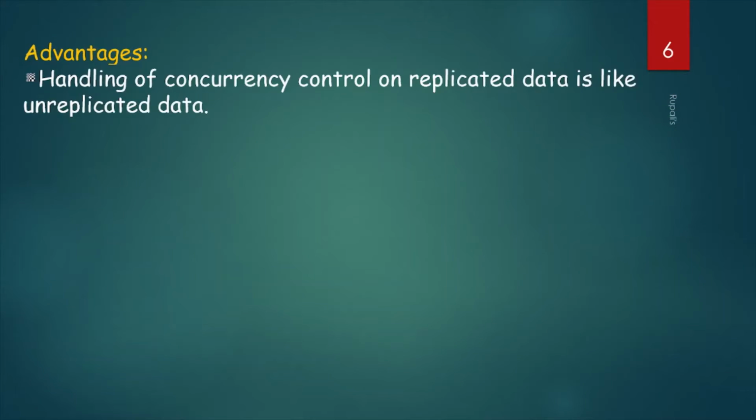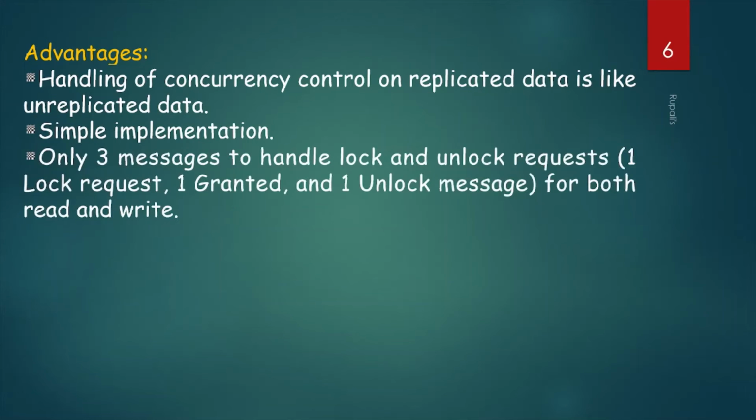Advantages. Handling of concurrency control on replicated data is like unreplicated data. It is very simple to implement. Only 3 messages are required to handle lock and unlock. First one is lock request, second one is granted, and third one is unlock message, for both read and write.